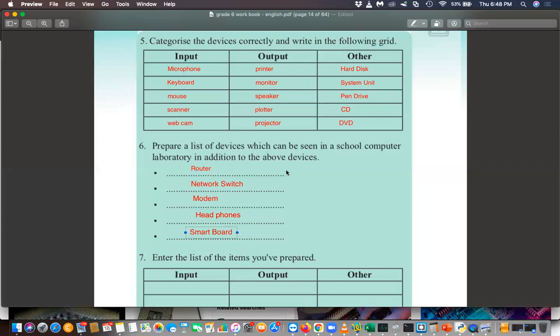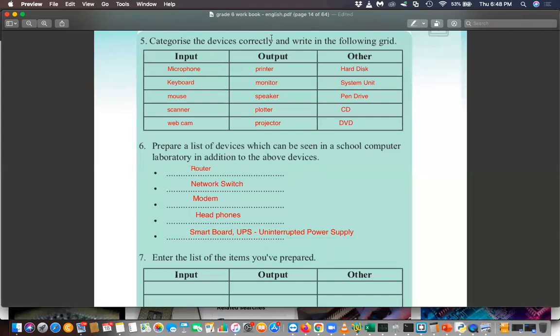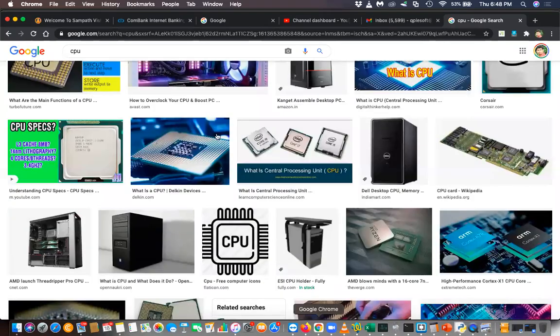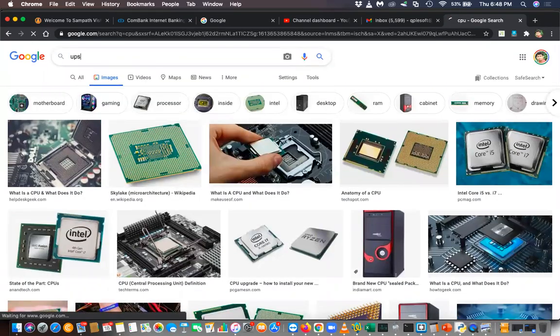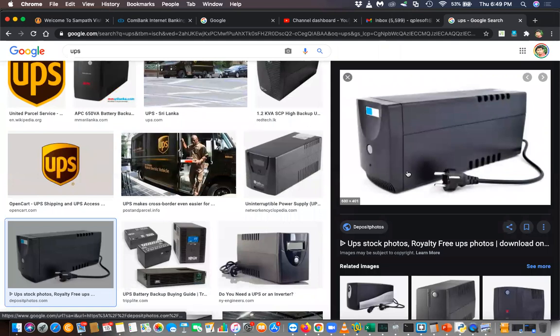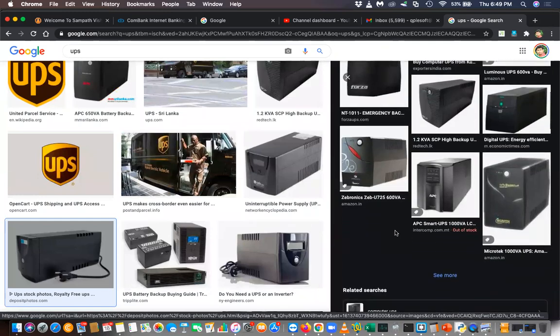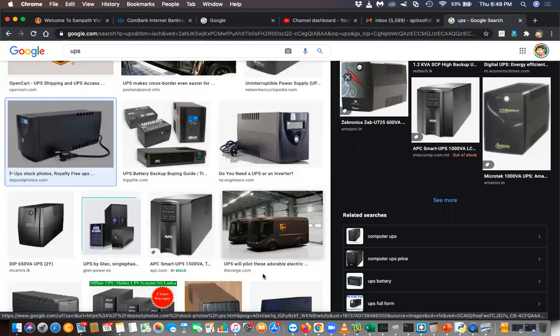So what about UPS? UPS, have you seen UPS? Anyone? UPS, not CPU, yeah? UPS means uninterrupted power supply. Have you seen an uninterrupted power supply? When current is not there, when power is not there, you are using this kind of device to give the power to the computer. When the current goes, it makes a beep beep sound, you have heard that, right?